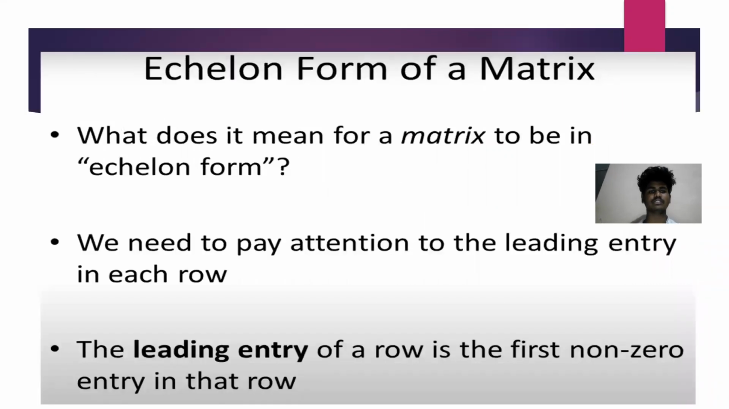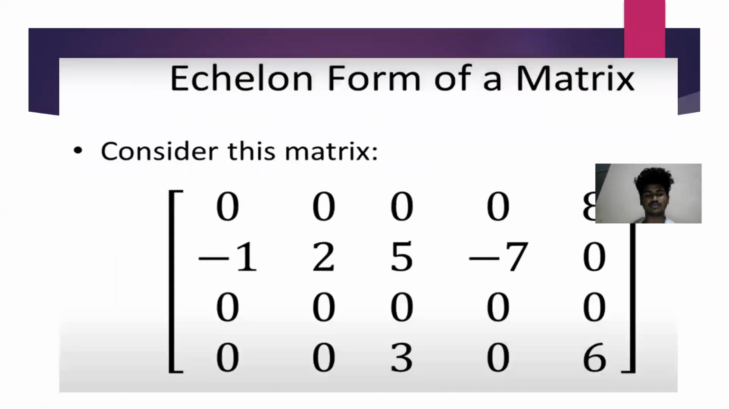Echelon form of a matrix. In this, we have 3 points. What does it mean for a matrix to be in echelon form? What we need to pay attention to is the leading entry in a row. The leading entry of a row is the first non-zero entry in the row.